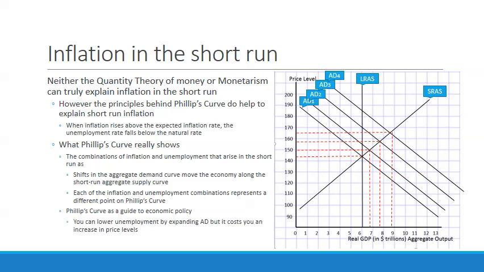You can lower unemployment by expanding aggregate demand, but it costs you an increase in price levels. So from an economic standpoint, if unemployment rates are high and you want to lower them, you can do it. You have to expand aggregate demand. If you do it though, you're going to see an increase in price levels. At the same time, you can deflate price levels by contracting aggregate demand, but you must accept higher unemployment. If price levels are too high and you want to lower them, you can do it, but you're going to reduce the number of jobs. You are going to create a higher unemployment rate. So Phillips curve is able to tell us what is going to happen when we enact certain policies.